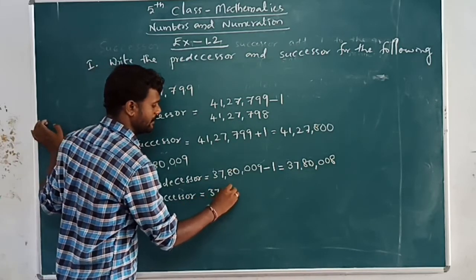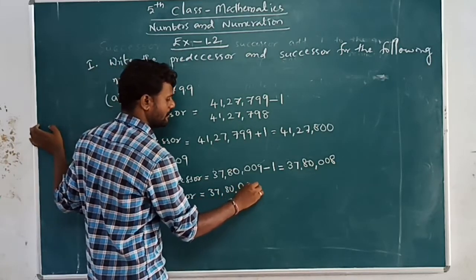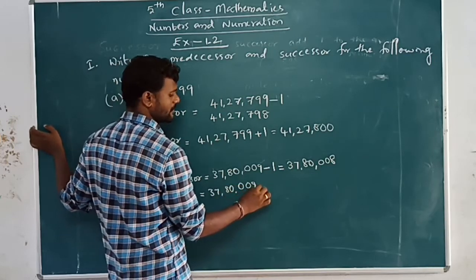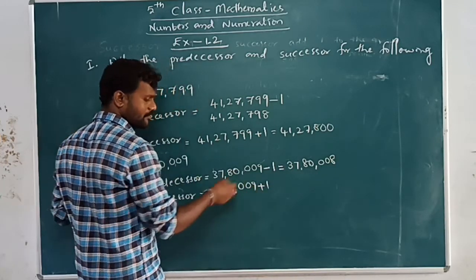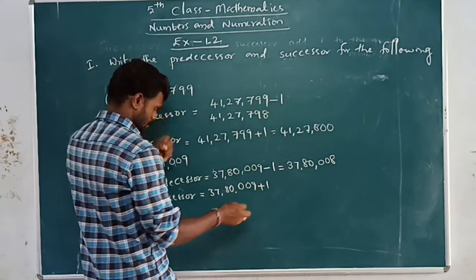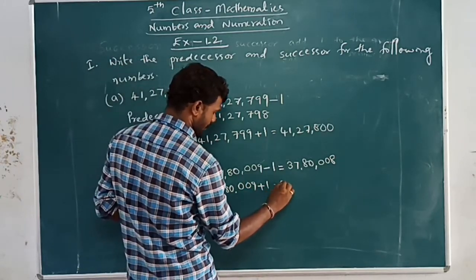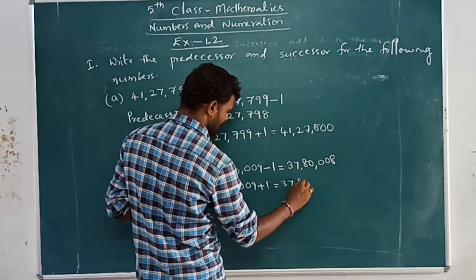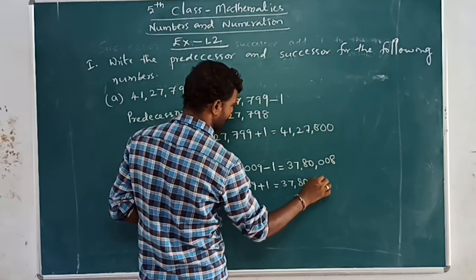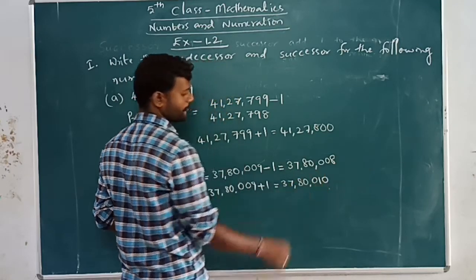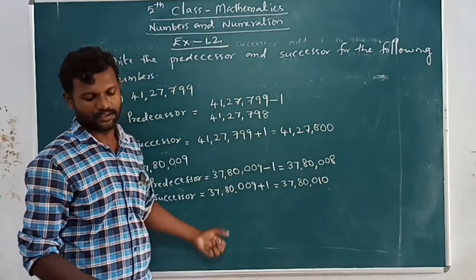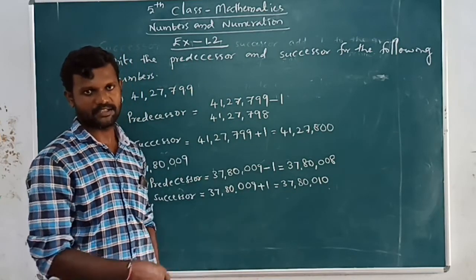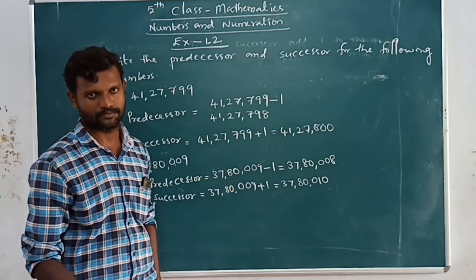37 lakhs 80,009. Successor means what do you have to do? Add 1 to that number. After 9, what will you get? 10. So, how will you write? 37 lakhs 80,010. Okay, this is the successor. Like this, you have to complete the first bit of this exercise 1.2.